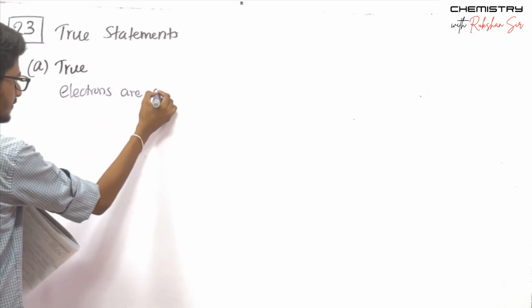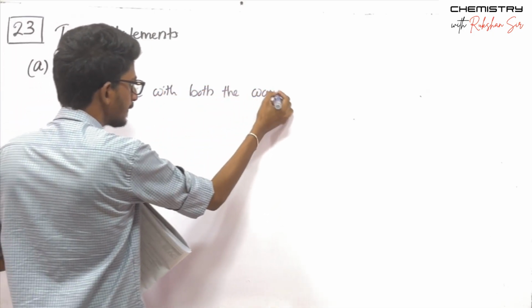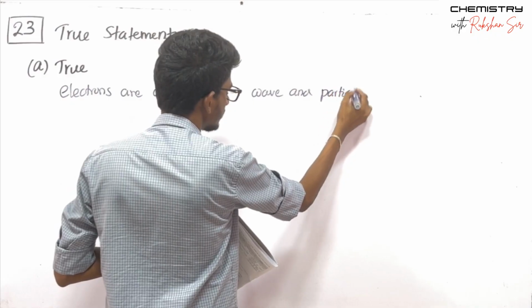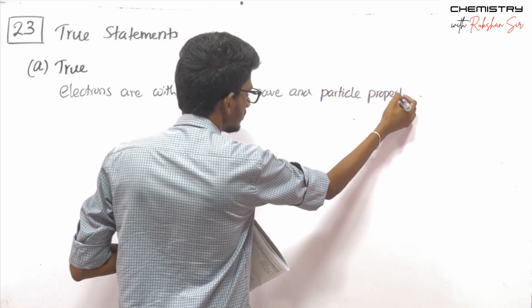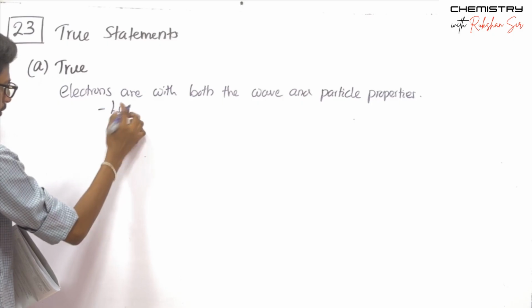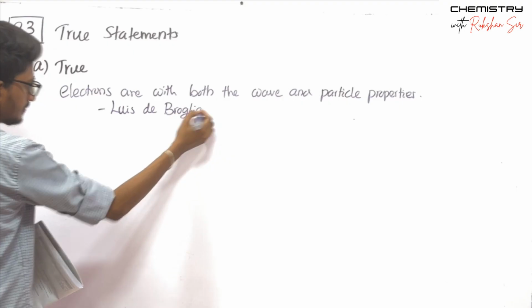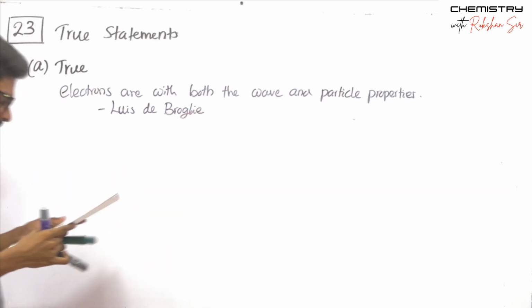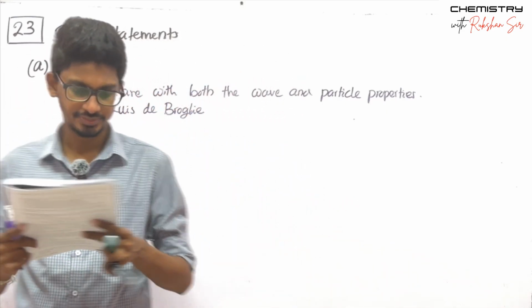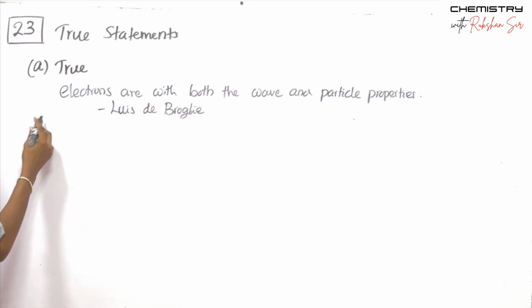Electrons have both wave and particle properties, which was first suggested by de Broglie. Second statement: a proton is heavier than a neutron. That is false.